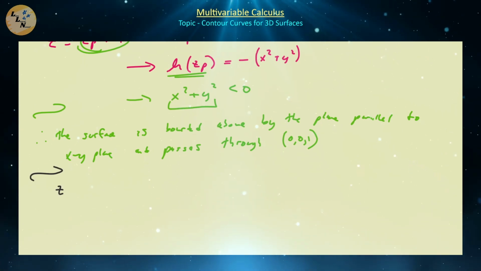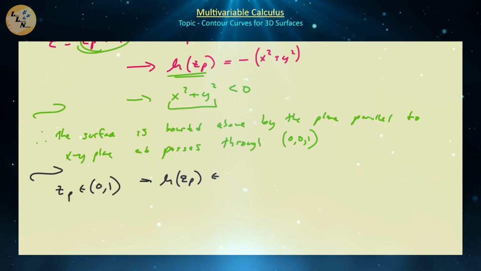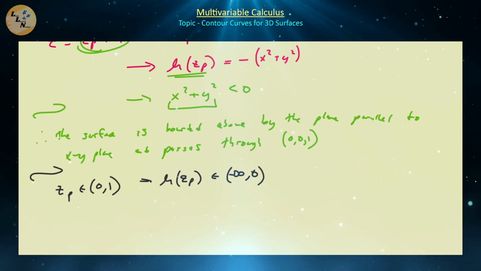So let's assume that zp is in between 0 and 1. That means the natural log of these numbers is going to be in the interval minus infinity to 0, right? So if that's the case, what does that mean in terms of the graph of the surface? If we go back to the equation that we're analyzing, remember that the natural log of zp is going to be equal to negative x squared plus y squared.